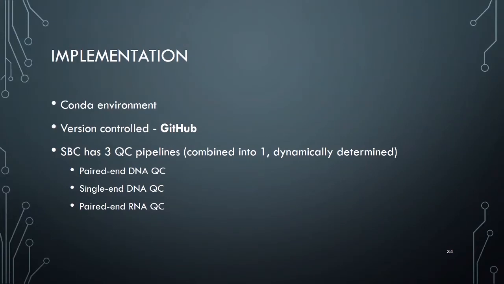So every time there's an update, we can go back if something fails, or we can track what kind of updates we've done if we've updated software, and see what the differences are. We can run test data sets through each version to see that there aren't any differences, or if there are, that we expect them and know what they're supposed to be. Right now, the SBC has 3 QC pipelines, combined into one that's dynamically determined, so it doesn't matter what I give it as input. It will automatically detect if it's paired or single end, and if it's RNA or DNA. This is based on a configuration file that's fed to the Snakemake pipeline.